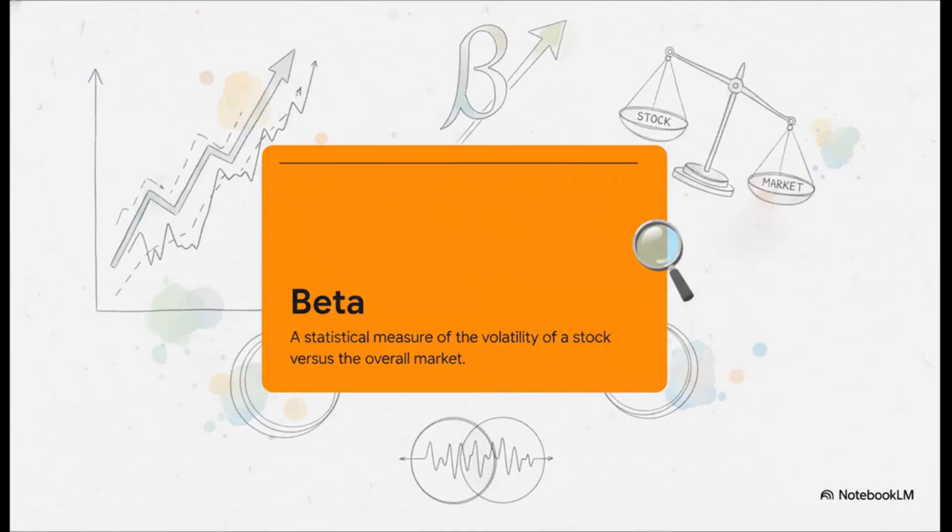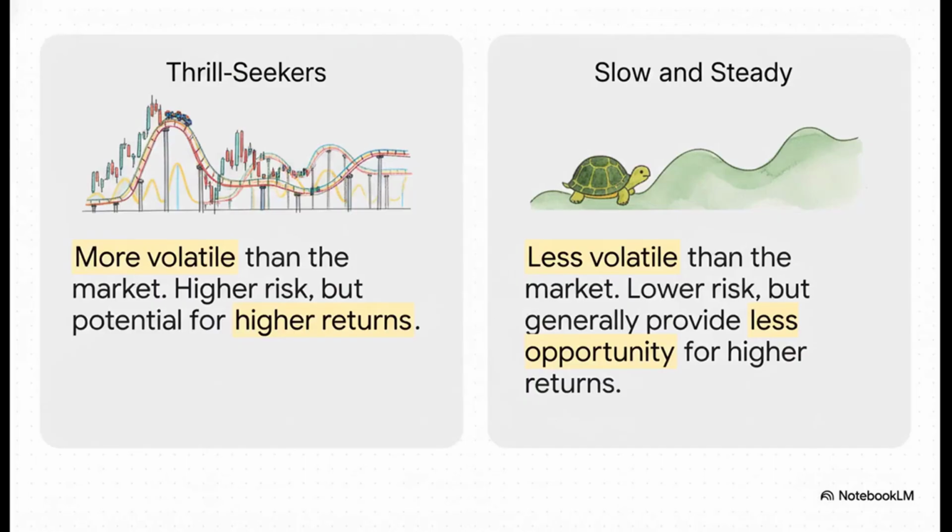So here's the textbook definition. It's a statistical measure of volatility. But the most important part, the phrase you really need to remember, is in comparison to the overall market. A stock's beta is completely meaningless by itself. It only makes sense when you're comparing its movement to the market's movement. This comparison helps us sort stocks into two main camps.